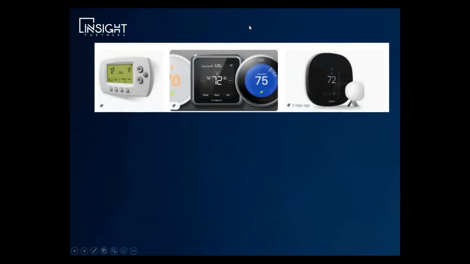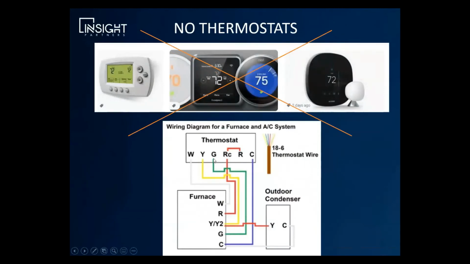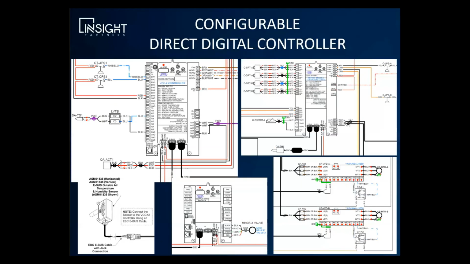When specifying a dedicated outside air system, try to remove the term thermostats from your specifications and schedule notes. Thermostats are simple devices and they only have outputs to energize a fan, a compressor, or heat. They are not sophisticated enough in order to control a dedicated outside air system. Instead, try to use the terminology configurable or programmable direct digital controller.